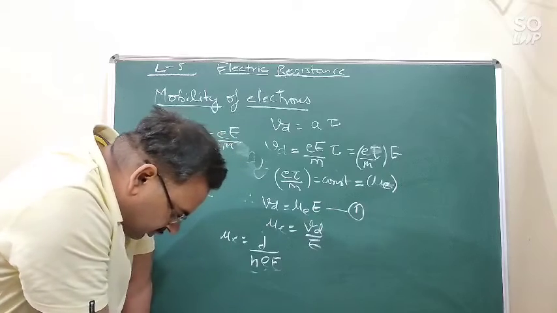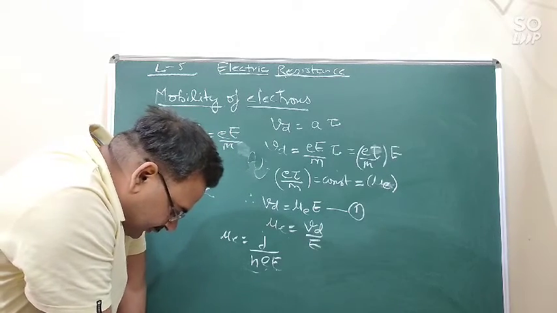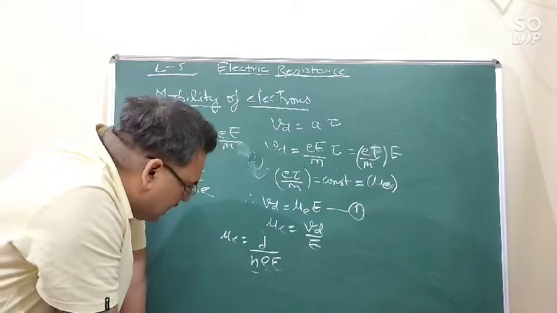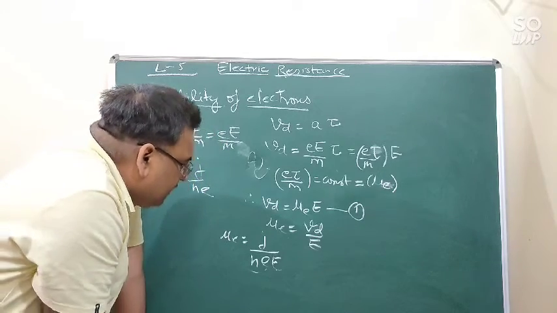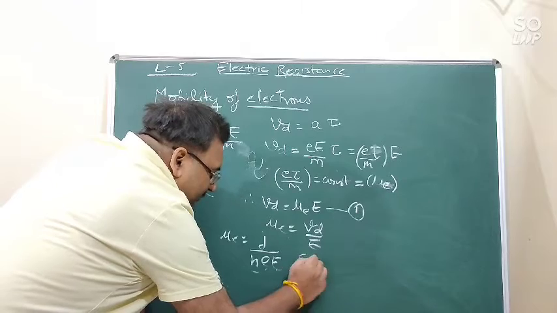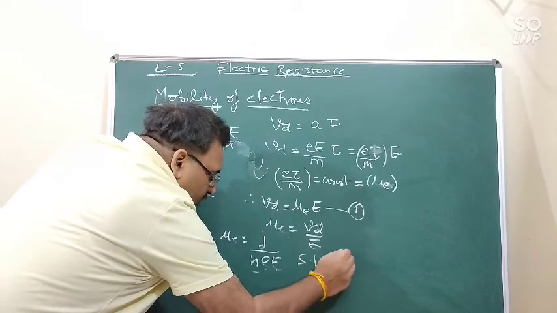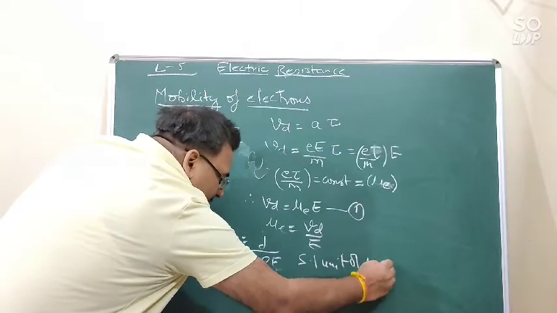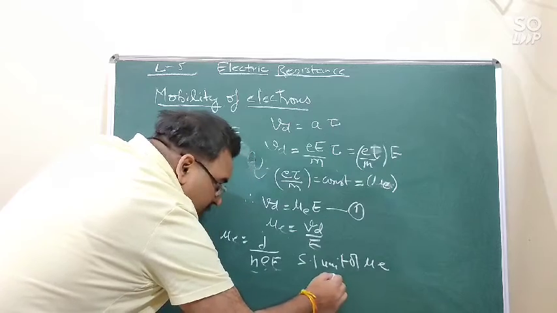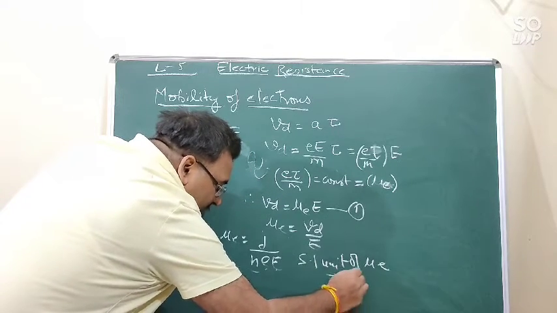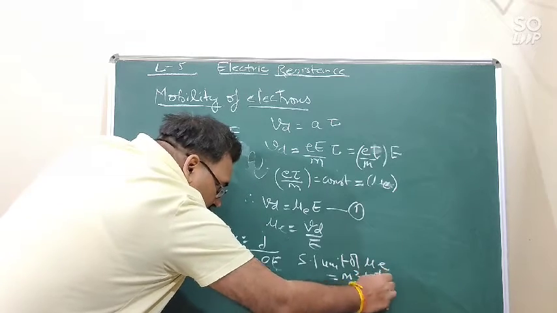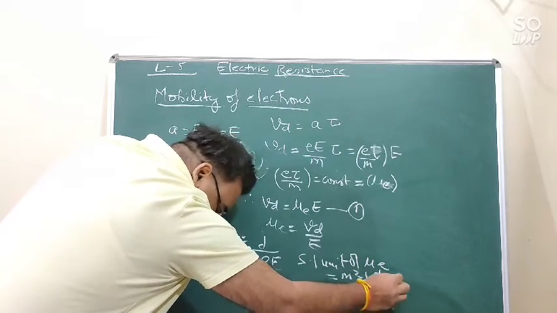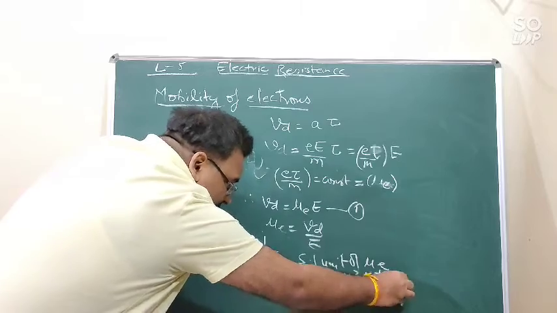Mobility of free electrons. Unit is meter square per volt per second. So what is the unit of mobility? The unit of mu is meter square per volt per second.